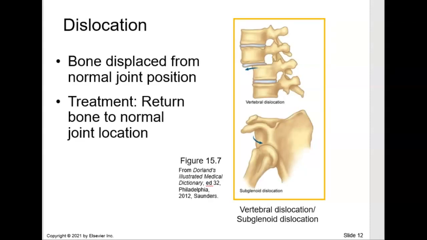Okay, dislocation. The bone is displaced from the normal joint position. Different from a fracture. Fracture is when the bone breaks. Okay, dislocation is different. Okay, keep that in mind. Fracture, the bone's broken. Where dislocation, the bone is displaced from the joint, but not broken. Okay, dislocation, how it's treated. You move the bone back into that correct position.